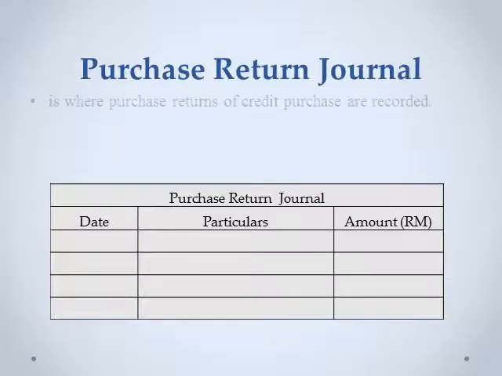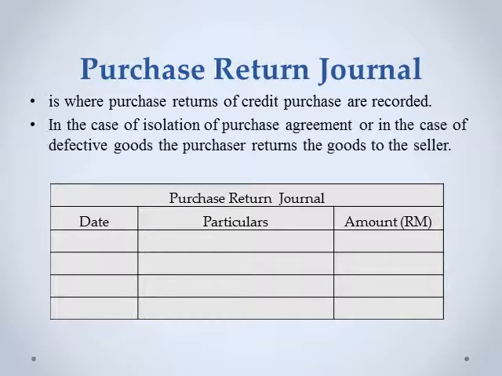Next, the purchase return journal. The purchase return journal is where purchase returns of credit purchases are recorded. In the case of violation of the purchase agreement or in the case of defective goods, the purchaser returns the goods to the seller. This is the format for the purchase return journal.